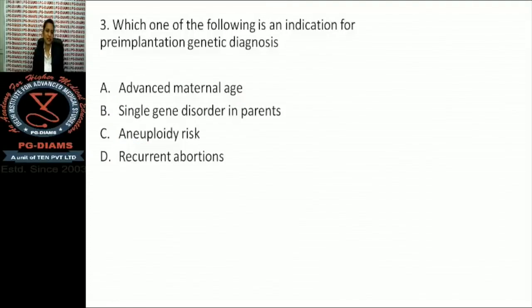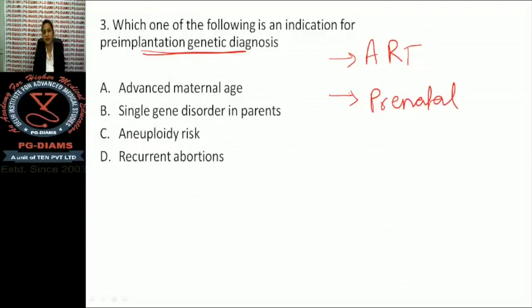Which of the following is an indication of pre-implantation genetic diagnosis? Now I'm sure most of you have marked this answer incorrectly. It's a very important question. It touches two important topics: one is assisted reproductive techniques and the other is prenatal diagnosis. The technique by which you do pre-implantation genetic diagnosis is artificial or assisted reproductive techniques.